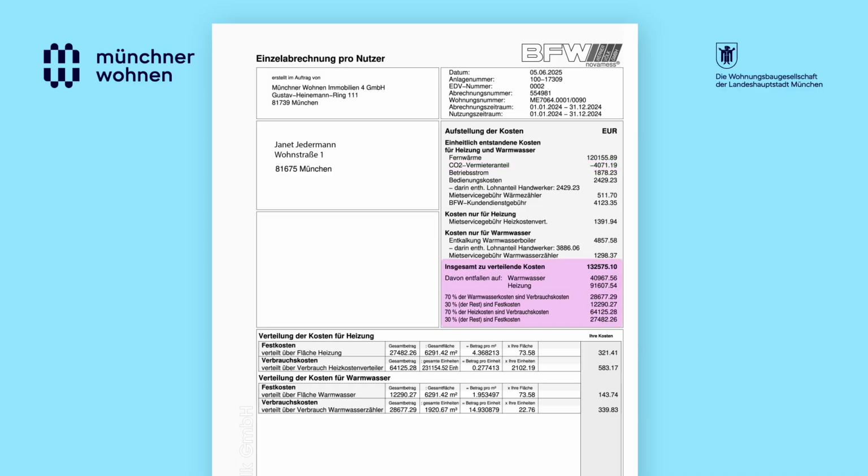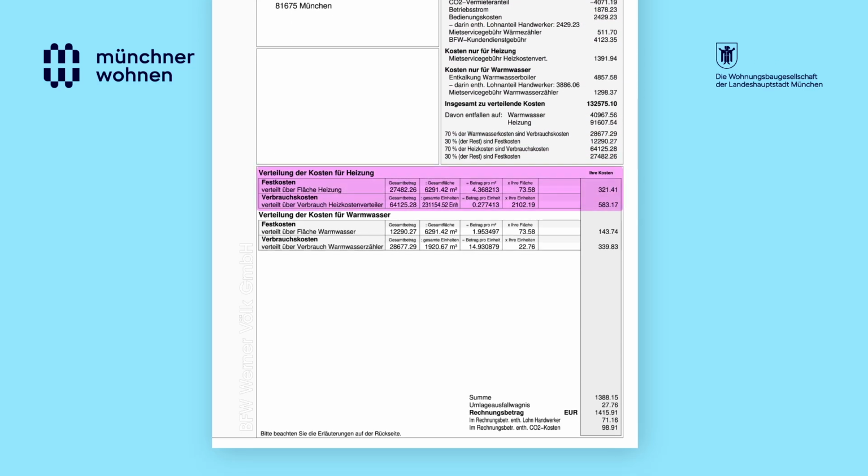Under the item Total Costs to be Distributed, you will find the total costs broken down into hot water and heating. According to the specified distribution key, the costs are divided into consumption-based and fixed costs depending on the technical condition of the heating system and legal regulations. In the tables, Distribution of Heating Costs and Distribution of Hot Water Costs, you will find your individual costs in the far right column. Let's take a look at how these are composed.